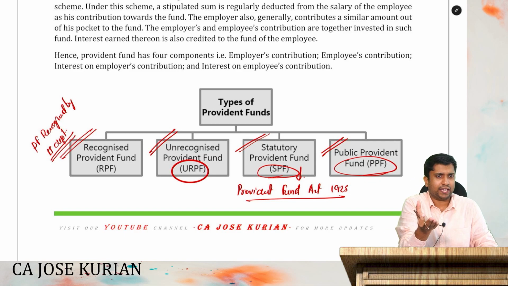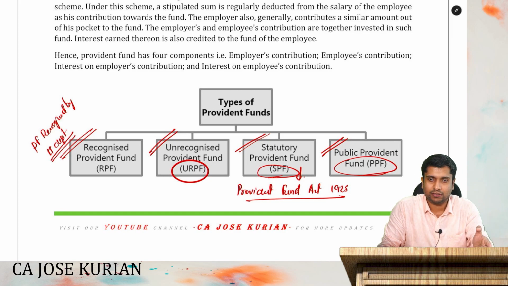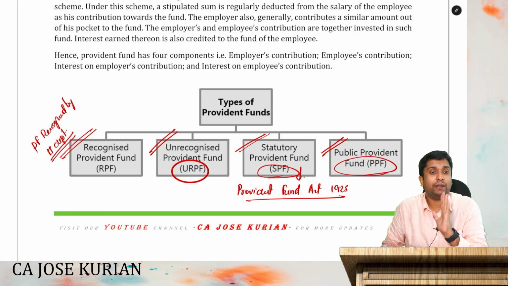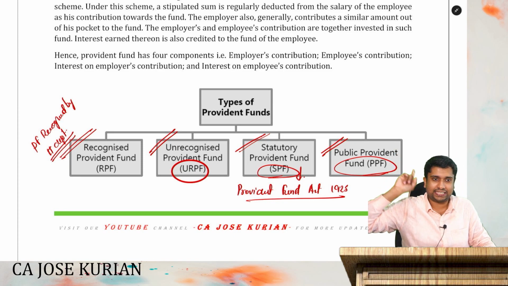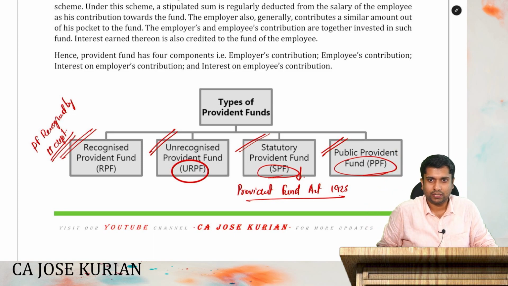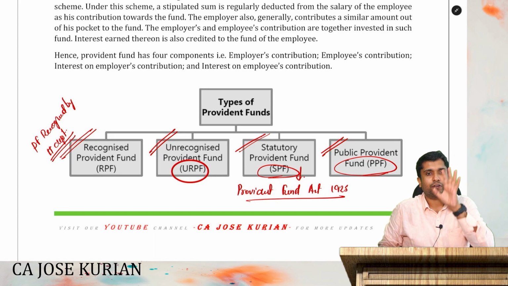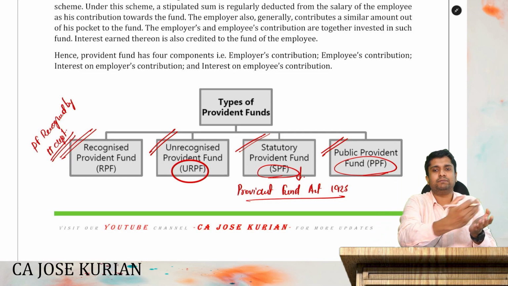With SBI and all, I can maintain a PPF account and I can deposit small amounts to this public provident fund every year. When I deposit these small amounts to the public provident fund every year, I am eligible for an 80C deduction. We will discuss it when we discuss chapter 6A deduction. 80C deduction we will call. I can deduct that deposited amount as a deduction from my total income. So at the time of retirement, I will get a lump sum amount.